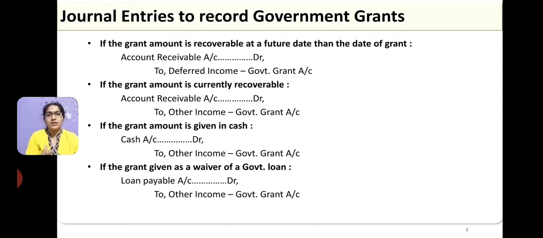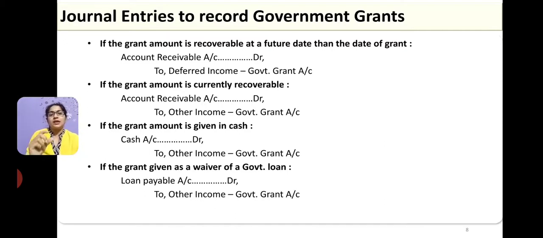Suppose 50,000 is the value of the asset, but you are paying only say 50% of it, that means only 25,000, but you are getting the asset worth 50,000. Then again you debit the asset worth 50,000, then you credit the other income worth 25,000, then you credit the amount that you are actually paying, which is 25,000.